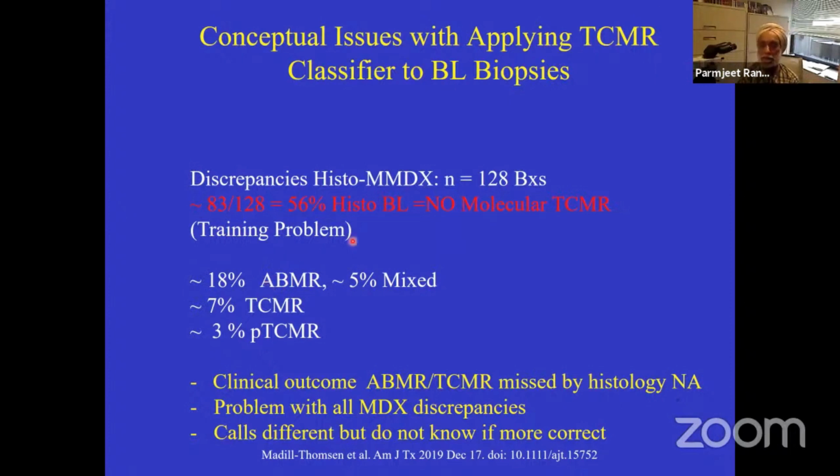The surprise to me is not why 56% are not called TCMR, but why are those other 44% being called TCMR when the classifier was taught to not recognize any of them? And so of the borderline cases, 18% were called ABMR, 7% were TCMR, 3% were probable TCMR. The clinical outcome of these cases, which apparently were missed by histology, is not available. And that's a problem with all of the molecular diagnostic discrepancies. The calls are different, but we do not know if they are more correct.